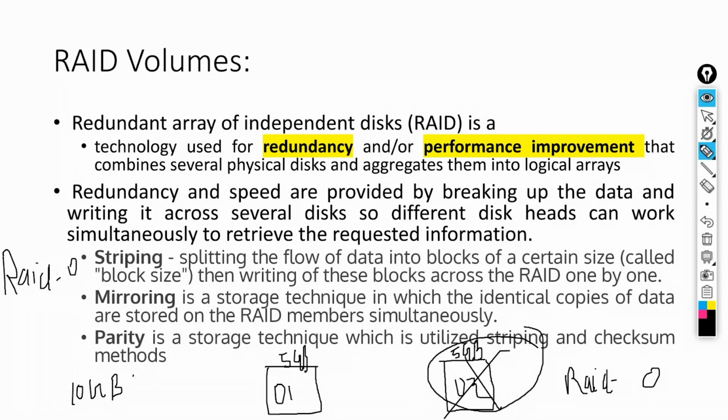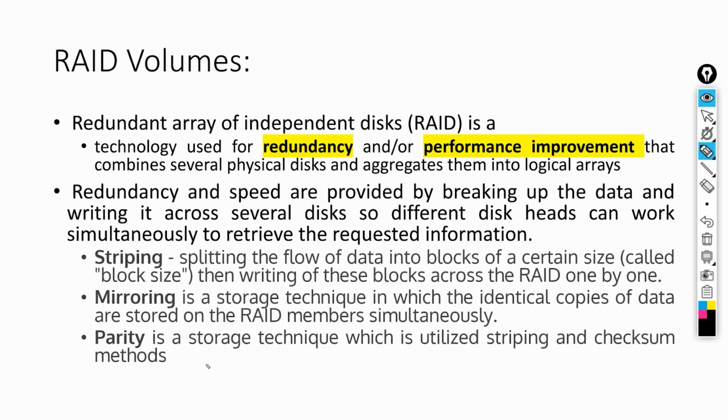Now the next is mirroring. What do you mean by mirroring? Another name for mirroring is RAID 1. So any question in the exam talking about OS fault tolerance, operating system fault tolerance, refers to this. Now let's say I have a disk 1 and a disk 2, and both are configured on RAID 1.